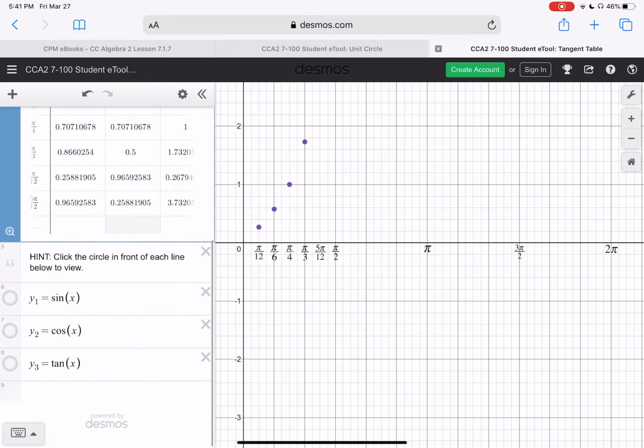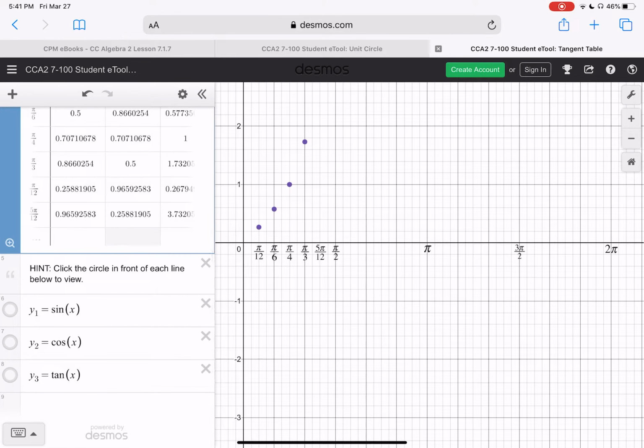Now if you scroll down, you'll see that you can click on these three graphs. I'm not going to click now, so that way you can do it on your own. If you click the dot to the left, you can see the graph of sine of x, cosine of x, and tangent of x to compare them.